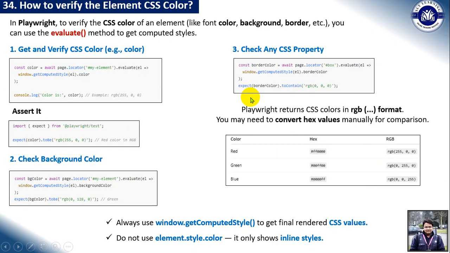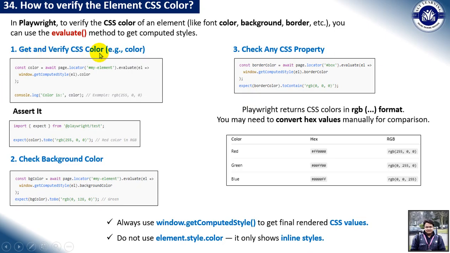so the next question will be how to verify the CSS color of the element. Okay, how you can fetch the color of the element, let's suppose the background and border information and other information, how you can do that and how you can evaluate that information. So for that, let's say get and verify CSS color, like color, this is the attribute name. So const color = page.locator my element .evaluate with window.getComputedStyle(el).color, this will fetch the color. Okay, and then you can print that color into the console.